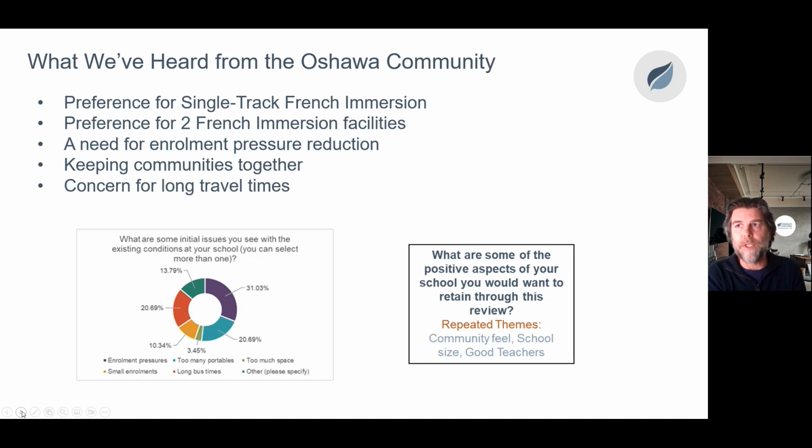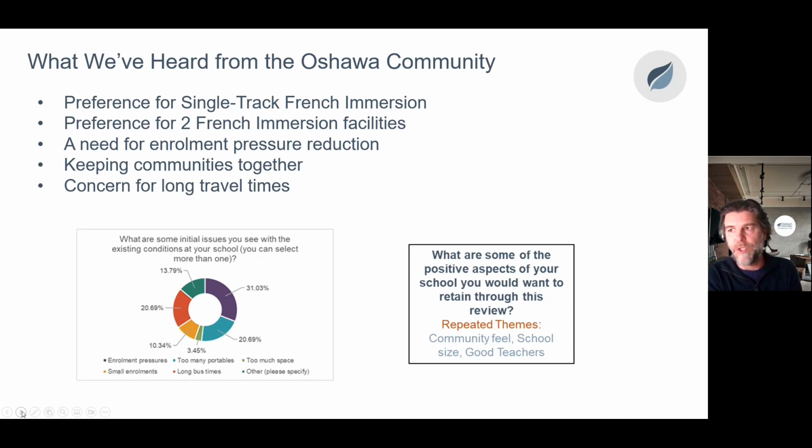And from that feedback, there's a couple of things that are starting to come from it. One thing that we're starting to hear is that there seems to be a preference for single track French immersion programming. There seems to be a preference for two facilities in the city of Oshawa rather than one. With regard to single track French immersion programming, a lot of the feedback wants to see a reduction in this enrollment pressure that we spoke about. There is a concern to try as much as we can to keep communities together. And the public also wants us to consider, with regard to any changes that might be made, what transportation implications there are, how long students might be on a bus for.